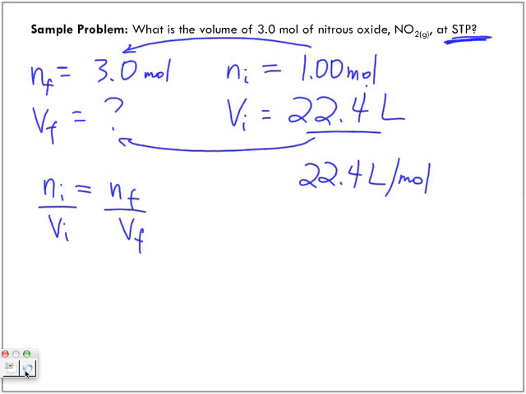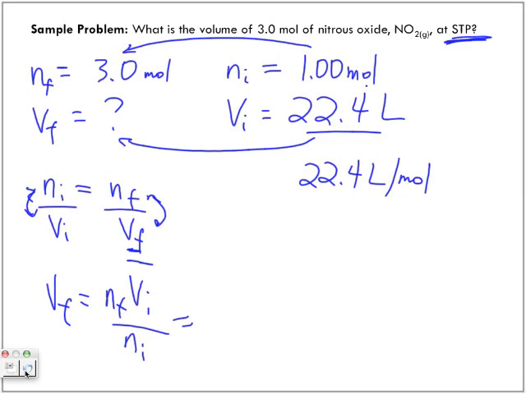So we are trying to isolate for VF. Right? So VF is equal to NF times VI over NI. And all it is, is pretty much rearranging it. Remember what we said, what we can do? We can switch these two, so we can put our unknown in the numerator, because that's where we want it to isolate it.